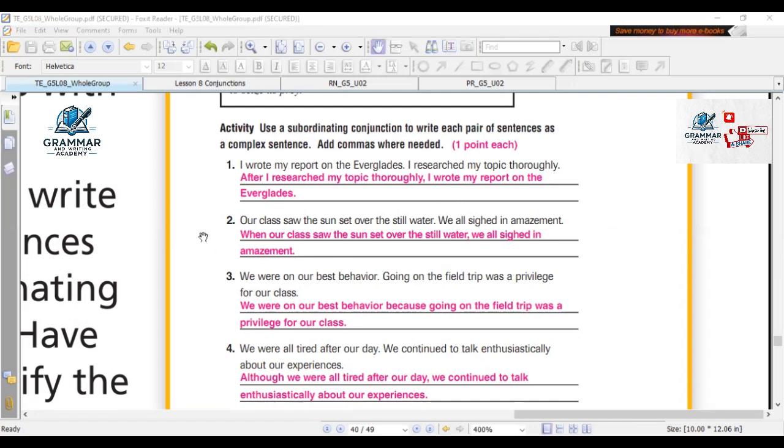In sentence number 4, we use although, and we make it in a small letter. Although we were all tired after our day, comma, we replace the period up here with a comma, and the second we has to be in lowercase. We continued to talk enthusiastically about our experiences. You got the point? So once you have a subordinating conjunction, you have a complex sentence, right?